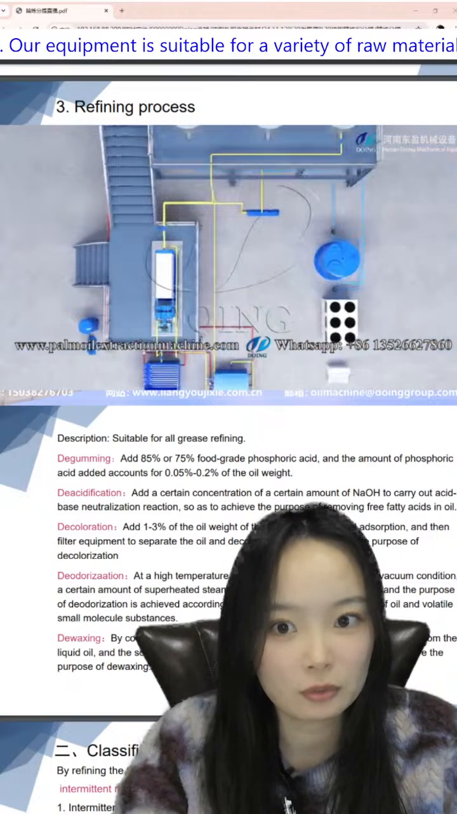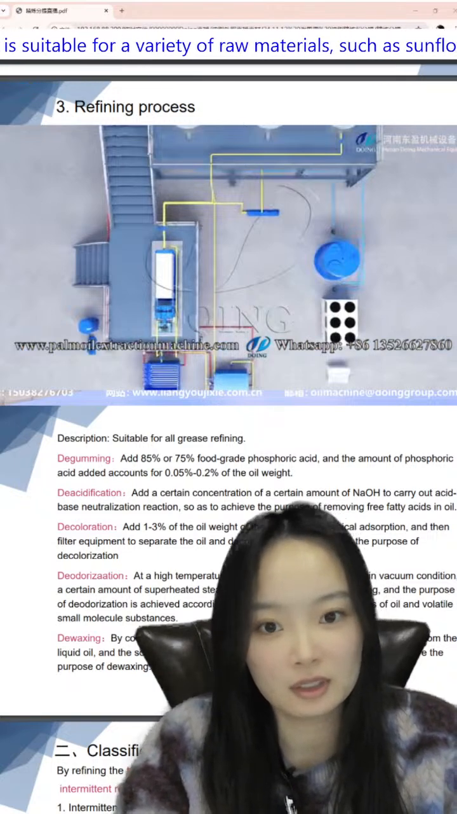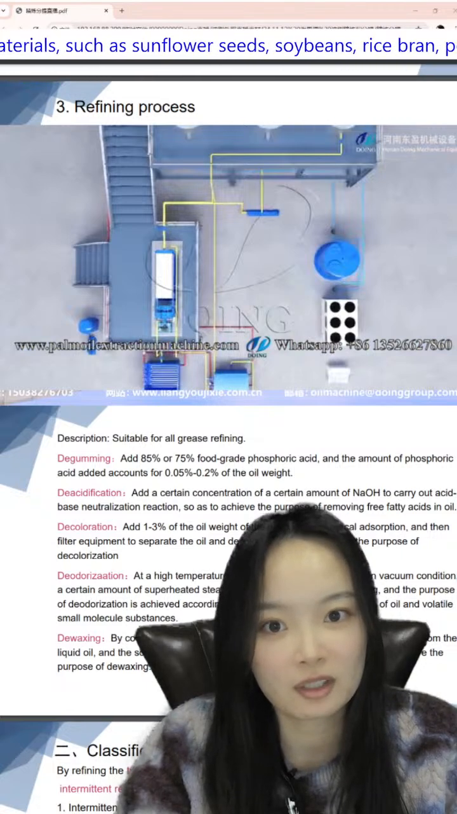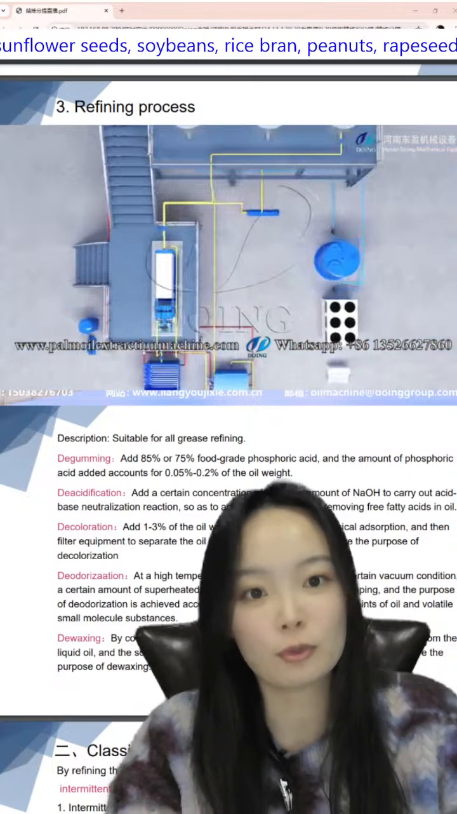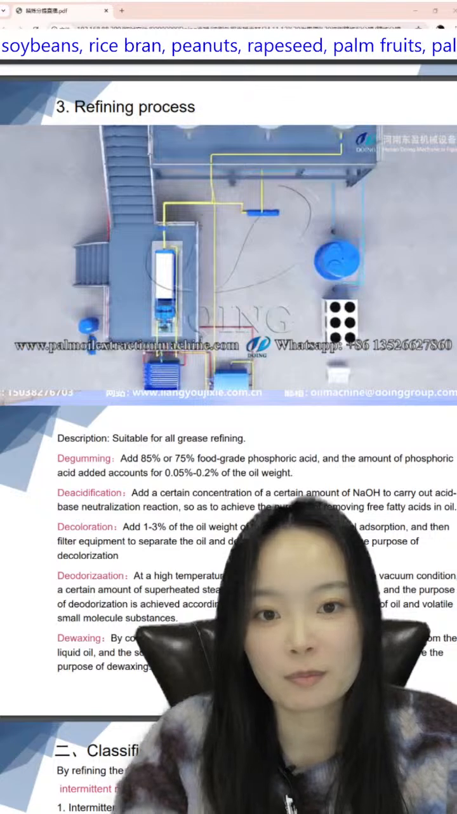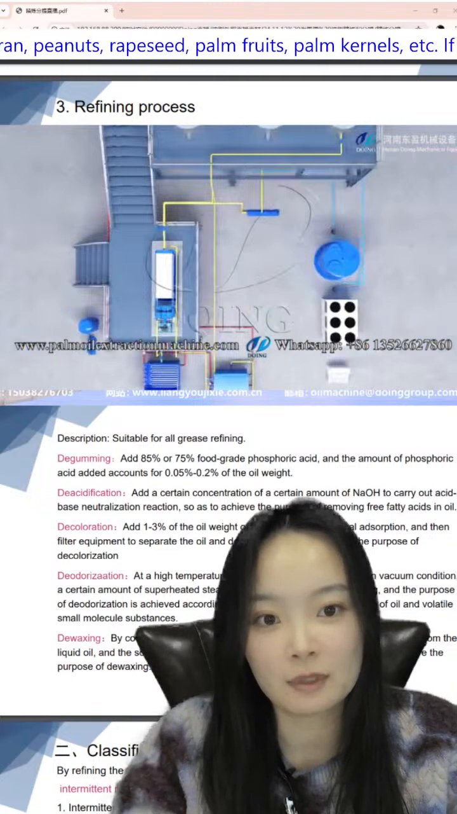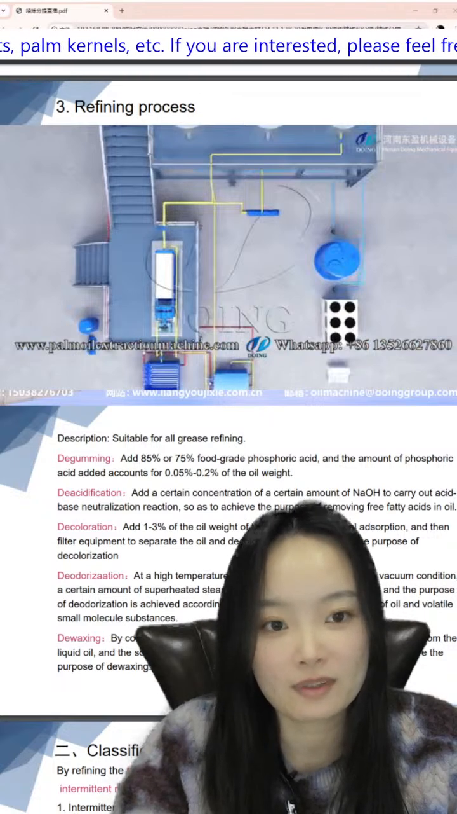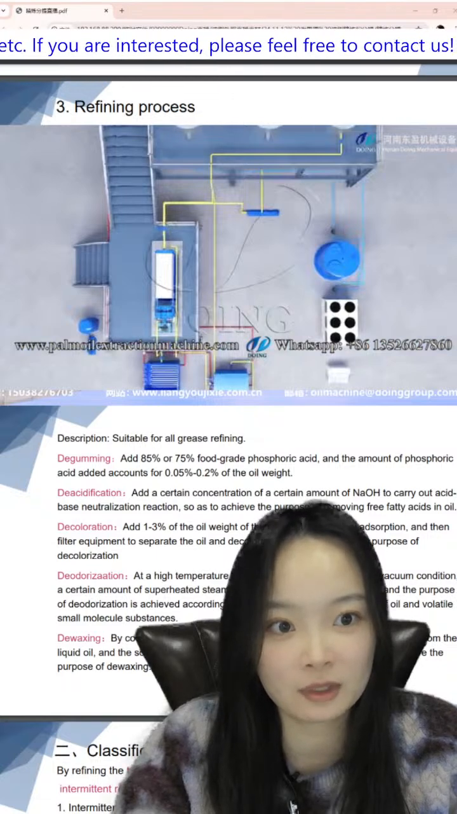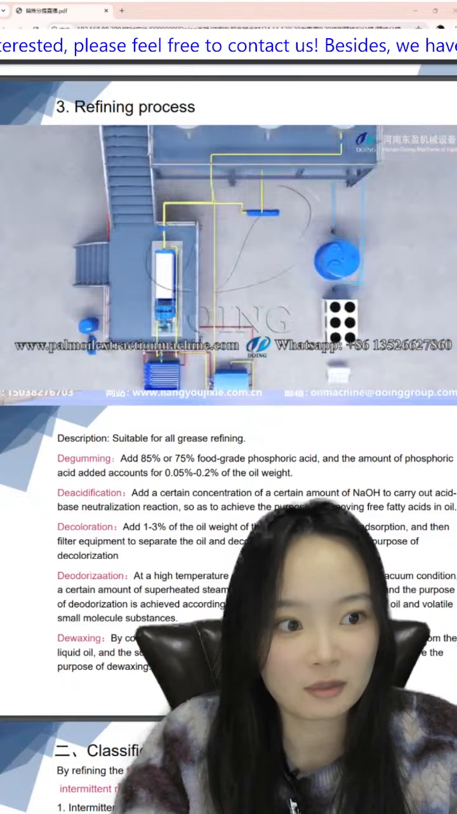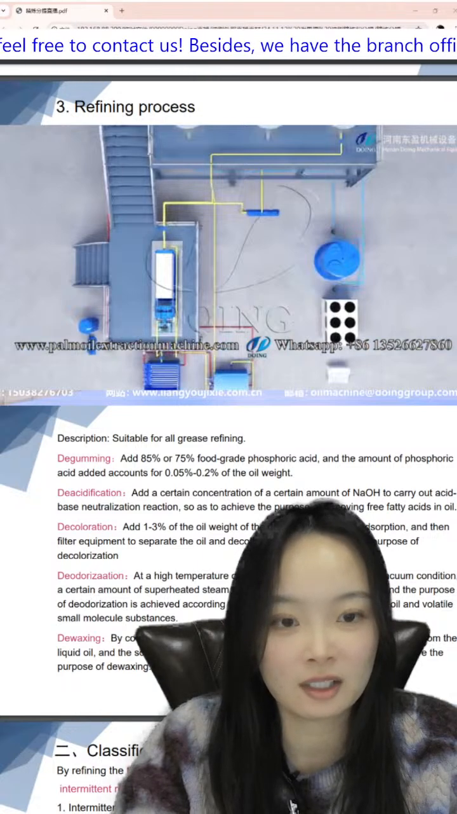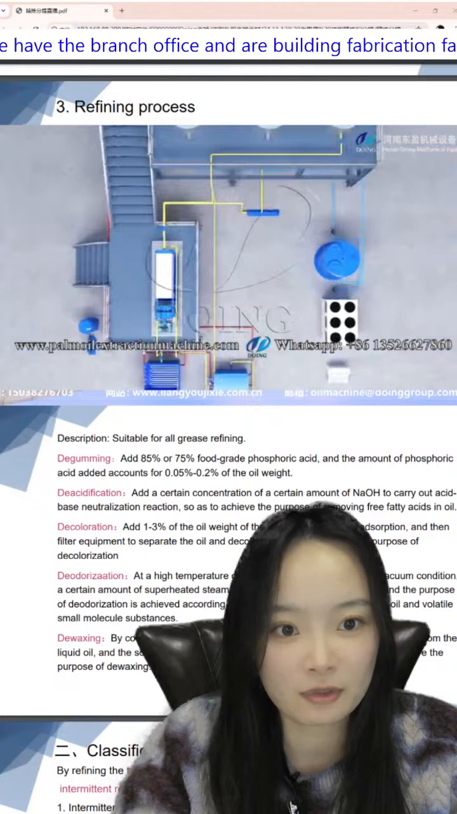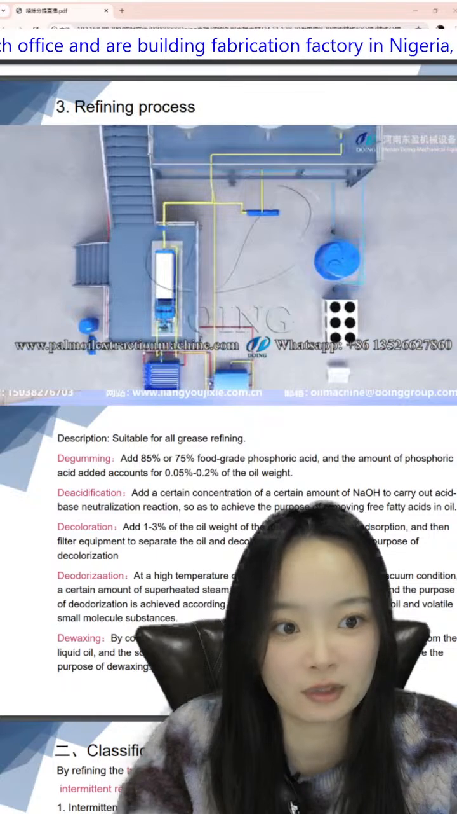In this part I will introduce the details of the five parts and a description. This is suitable for our grease refining. The first part is degumming, right? In the degumming we will add 85% or 75% food grade phosphoric acid. And the amount of phosphoric acid is 0.05% to 0.2% of the oil weight.